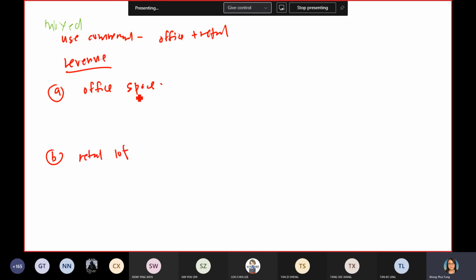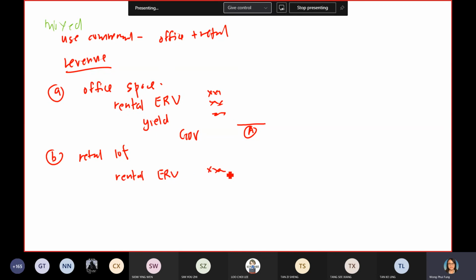So under the office space, you still use the rental. You calculate the ERV, then you still use the yield, the YP in perpetuity, to assume that you can collect the rental forever. Then by using that, you will have one GDV already. So you have A for office. Similarly, for retail, you still use rental to calculate because we assume you rent it out. You calculate, you get the ERV, then you have one figure here.